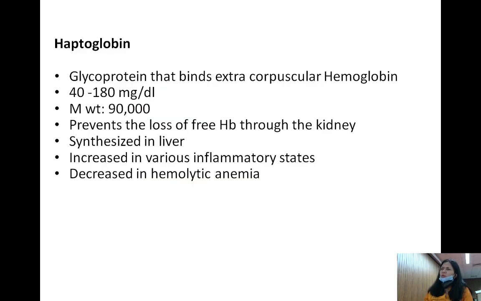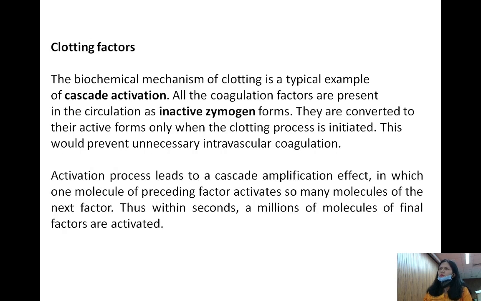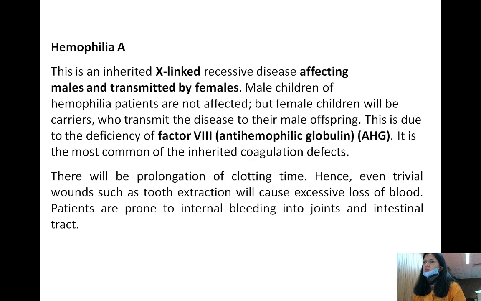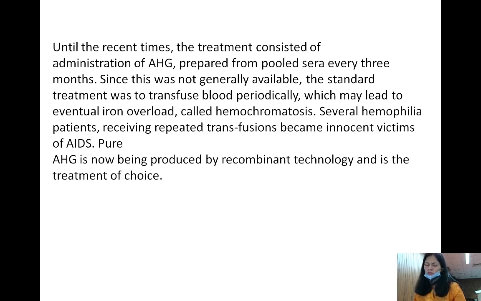Haptoglobulin, I have already told, binds with hemoglobin and thus prevents the loss of free hemoglobin through the kidney. Then we have various clotting factors. I think this will be taught in your physiology also. I will not go into these clotting factors. Deficiency of these clotting factors will lead to a condition known as hemophilia A or B. So that's all regarding plasma proteins.